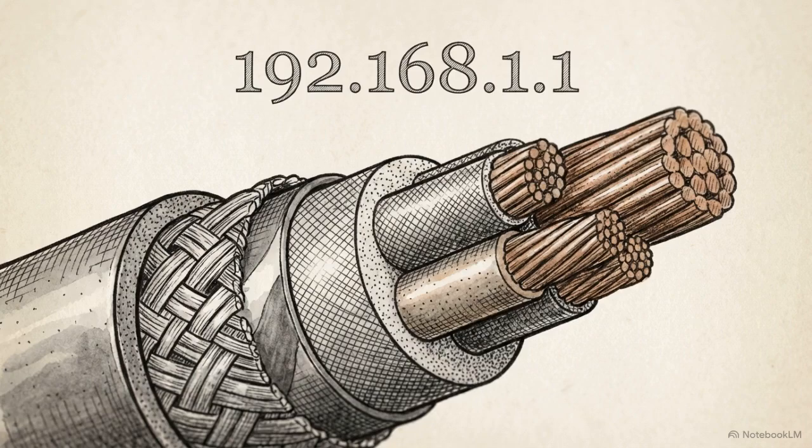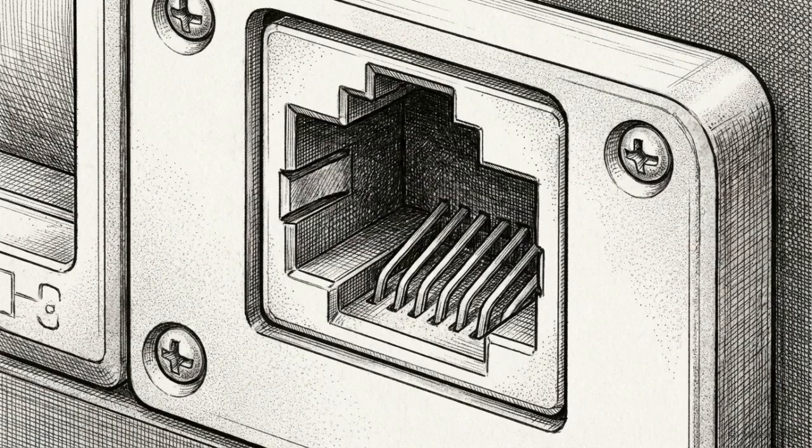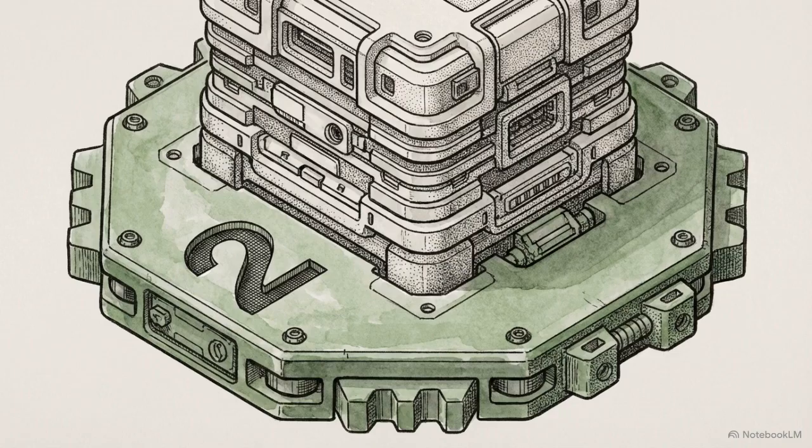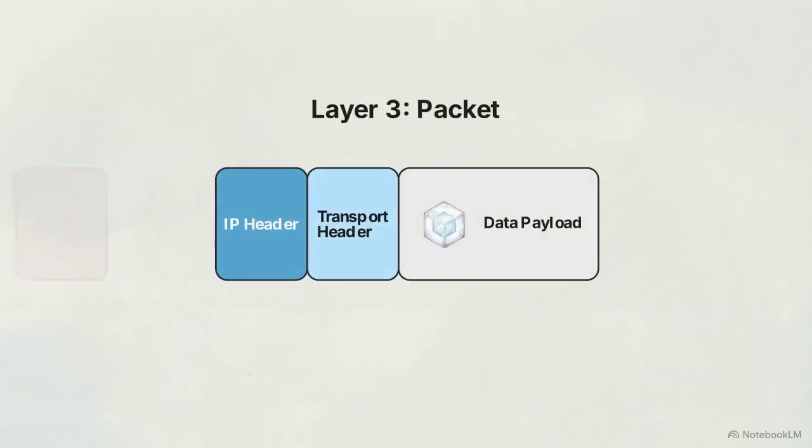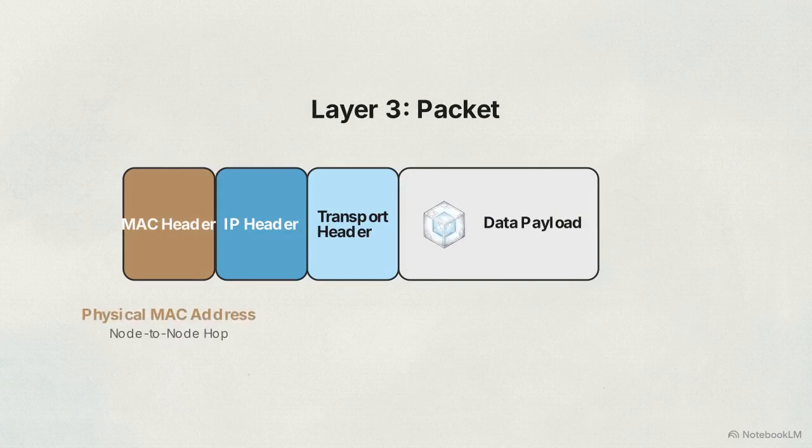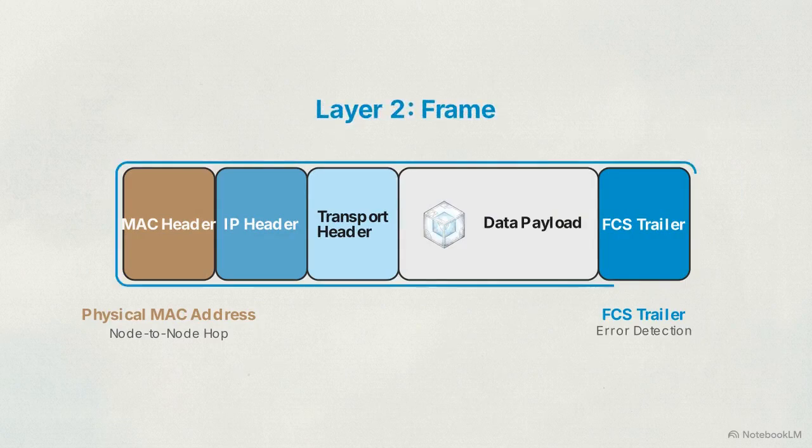However, logical addresses cannot force electrical signals across copper wire. It still lacks the mechanical instructions to cross the physical hardware immediately outside the host device. The packet descends again into layer 2, the data link layer. The data link layer attaches a header containing physical MAC addresses, which dictate the specific local node-to-node hop. It also attaches a frame check sequence trailer to detect corruption. This final encapsulation creates a complete frame.